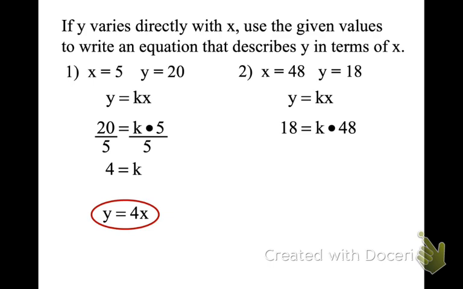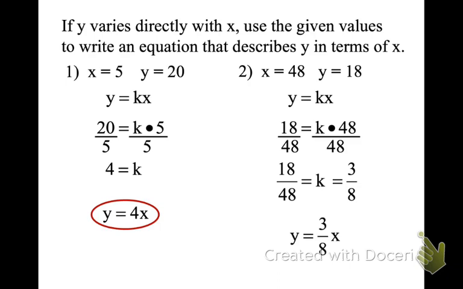Okay, let's check our work. I'm substituting 18 and 48. I'm dividing both sides by 48, and I'm just going to reduce it. I know 6 goes into both. 6 goes into that 3 times and 8 times. So it's y equals 3/8 x. That's the direct variation equation.